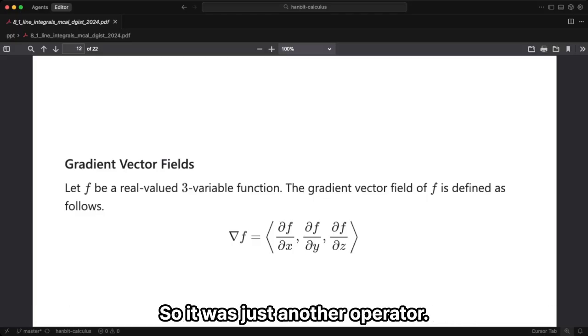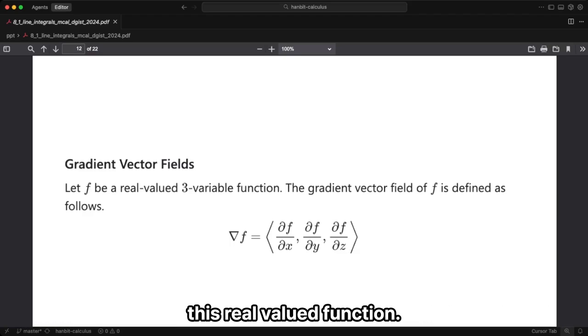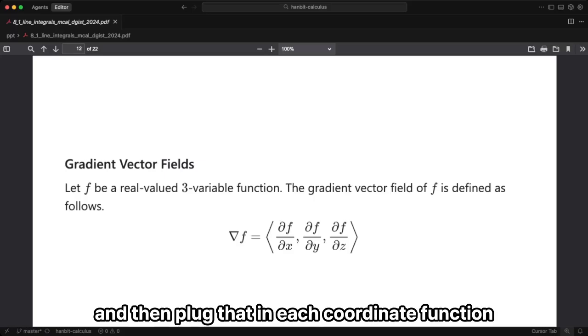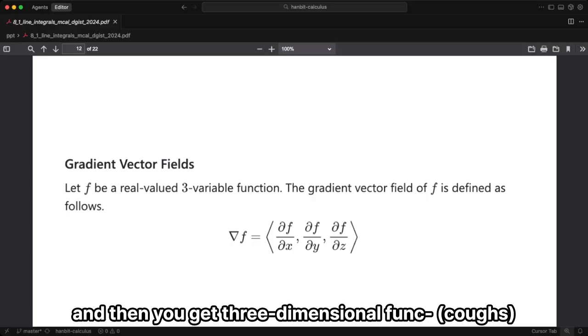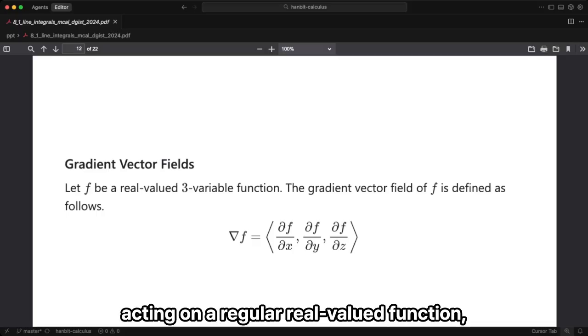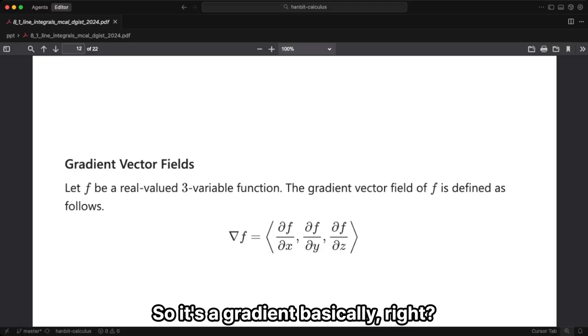It was just the nabla operator, just a partial derivative operator, but you put the f to get del f del x, del f del y, del f del z. So every coordinate becomes now a function, just a real valued function. So what does this mean? You can take x, y, z as an input and plug that into each coordinate function, and you get the value for each coordinate. So basically you have x, y, z as the input, and then you get a three-dimensional vector. So it's a vector field. So when you take a nabla operator acting on a regular real valued function, you get a vector field, and it's called a gradient vector field. So it's a gradient basically, right? So this vector is the gradient. That's why it's called the gradient vector field.